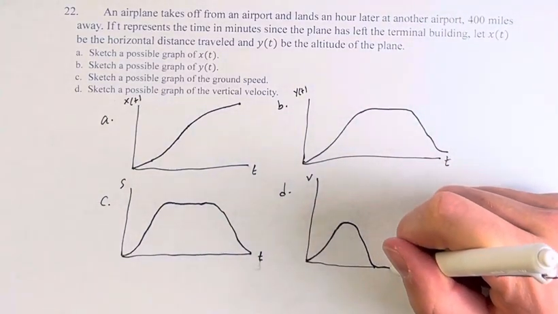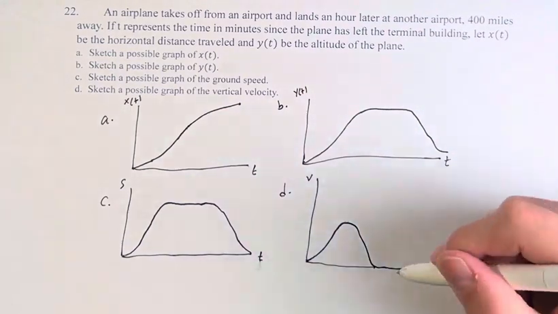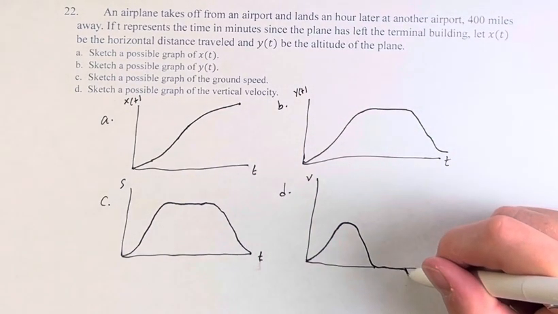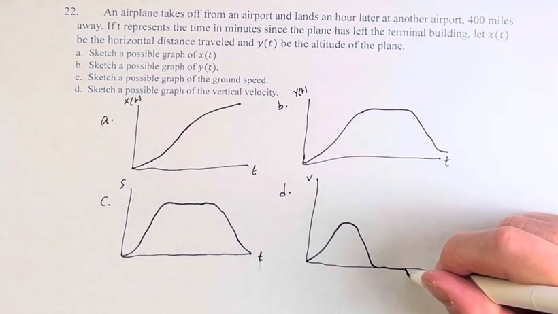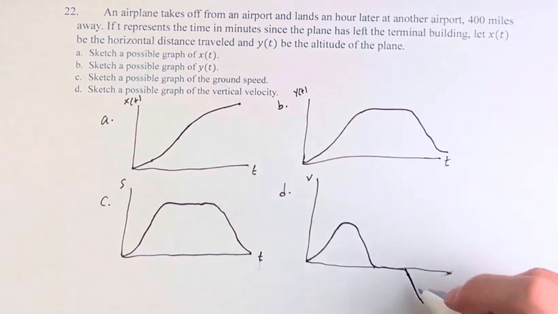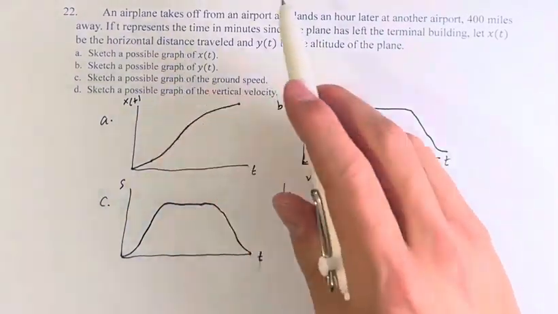Then we hold at that for a while. And then the plane starts to descend in altitude, therefore the velocity relative to the altitude is negative, so it goes down, and then it approaches back to 0 as the plane lands and comes to a stop. These are your 4 graphs over time of this particular flight.